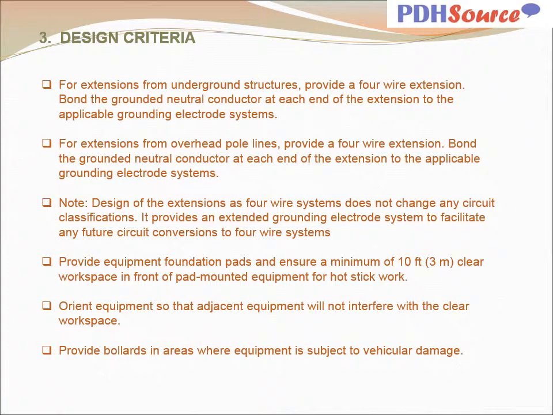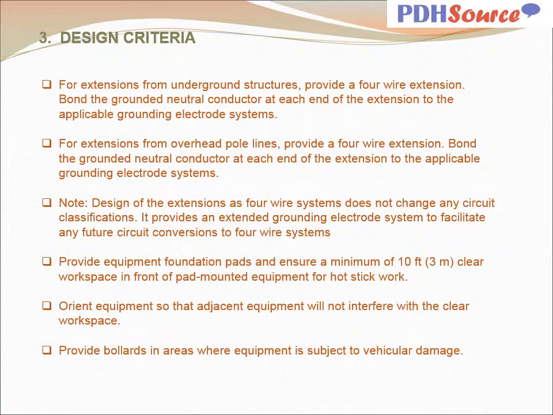For extensions from underground structures, provide a 4-wire extension. Bond the grounded neutral conductor at each end of the extension to the applicable grounding electrode systems. For extensions from overhead pole lines, provide a 4-wire extension. Bond the grounded neutral conductor at each end of the extension to the applicable grounding electrode systems. Note: design of the extensions as 4-wire systems does not change any circuit classifications. It provides an extended grounding electrode system to facilitate any future circuit conversions to 4-wire systems.